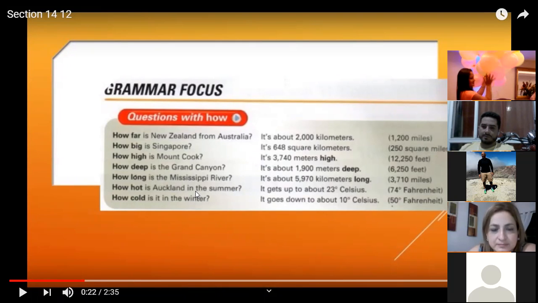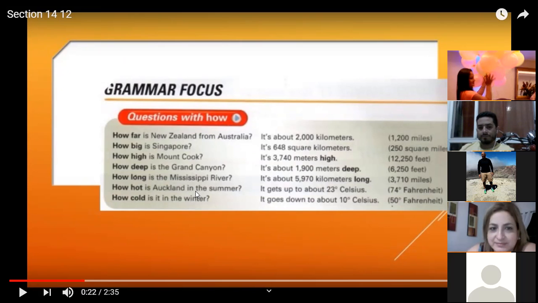How high is Mount Cook? It's 3,740 meters high. How deep is the Grand Canyon? It's about 1,900 meters deep.